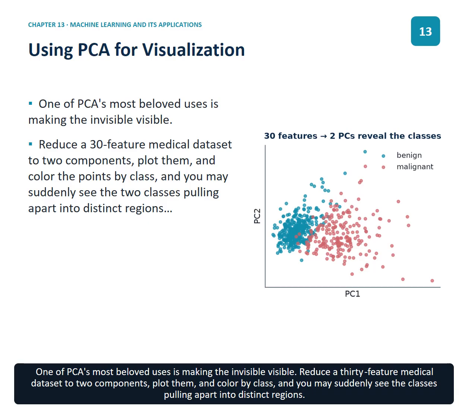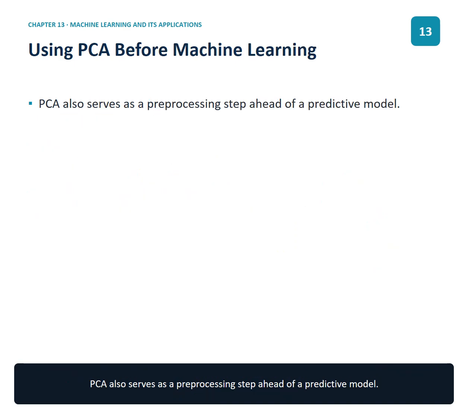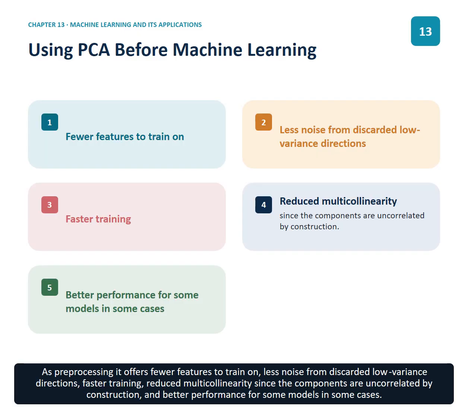One of PCA's most beloved uses is making the invisible visible. Reduce a 30-feature medical data set to 2 components, plot them, and color by class, and you may suddenly see the classes pulling apart into distinct regions. PCA also serves as a pre-processing step ahead of a predictive model. As pre-processing, it offers fewer features to train on, less noise from discarded low-variance directions, faster training, reduced multicollinearity since the components are uncorrelated by construction, and better performance for some models in some cases.